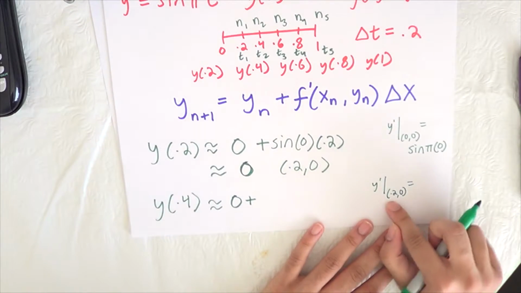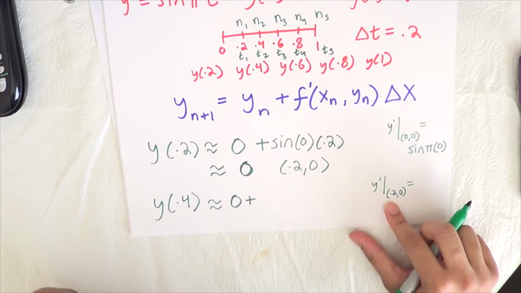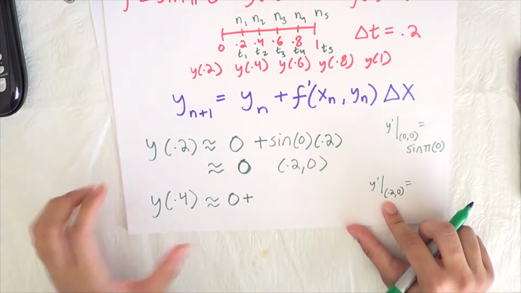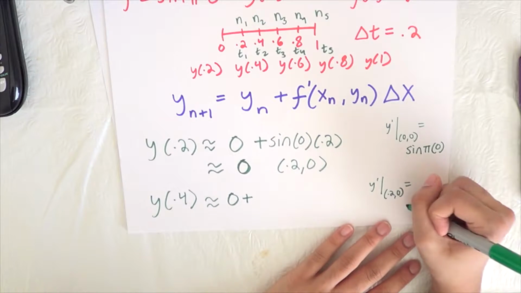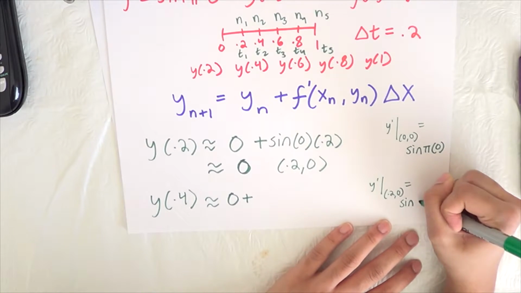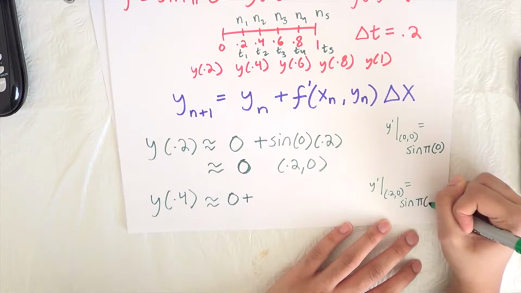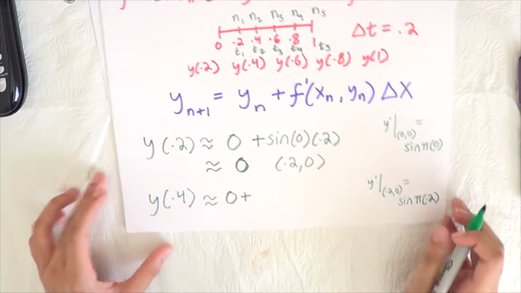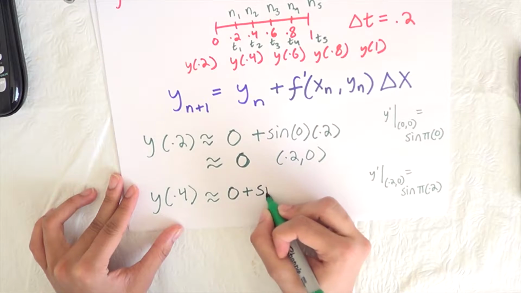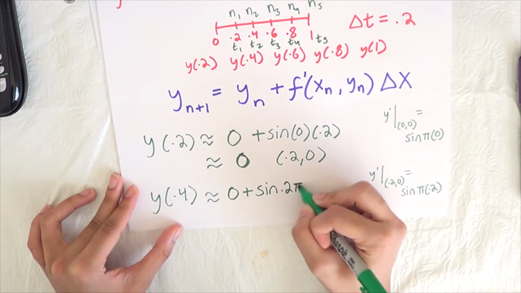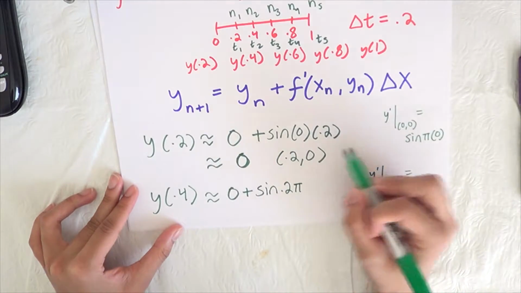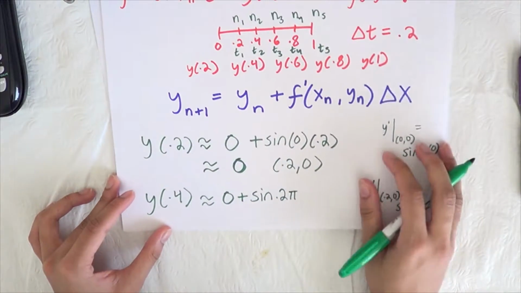So we're only plugging in the 0.2, because it is a t value, and that's the only thing that matters in this problem. So we'll plug that in. That's our slope. I'll write it as sine 0.2 pi times our interval, 0.2.